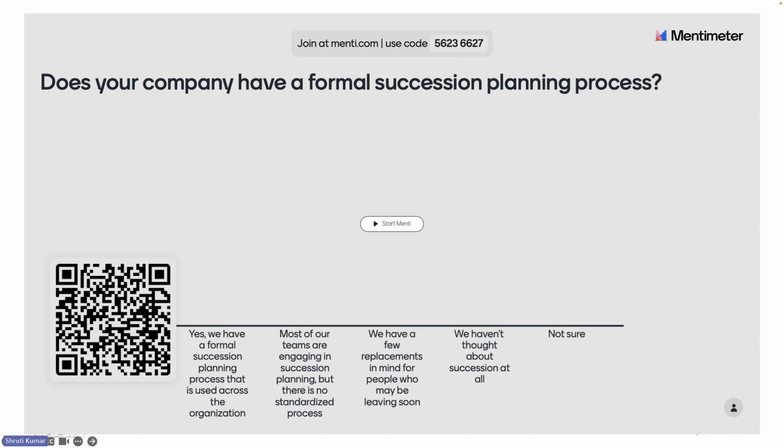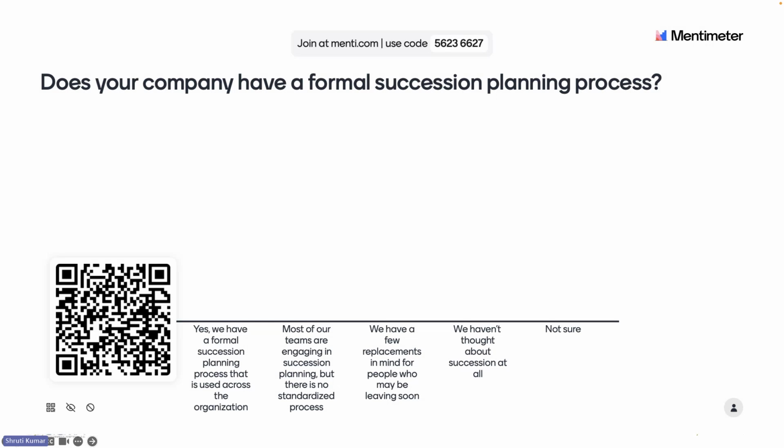So before we do so, I would love to get some audience participation here. We're going to be doing a few polls throughout the session. This is our first one. So let me just start the poll. You can scan the QR code if you have your phone handy. Otherwise, you can join us at menti.com, and you can use the code that's on the screen. So 5623 6627.